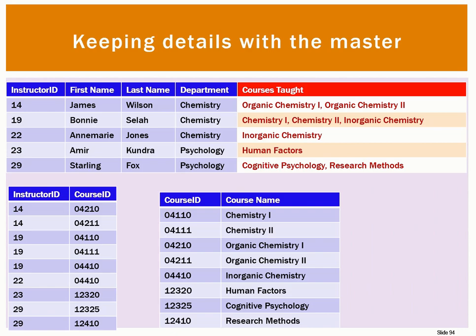Here's another example. It's called keeping details with the master. Normally, when we talk about a master record, that's like the parent record, and then the details would be all the children associated with that record. So for example, in this case, we have a list of instructors. We'll call the instructors the master record.